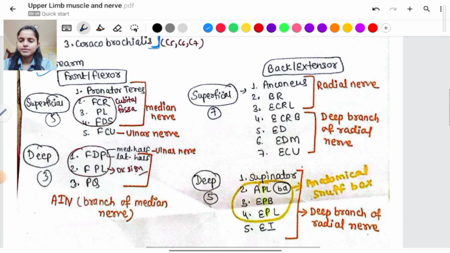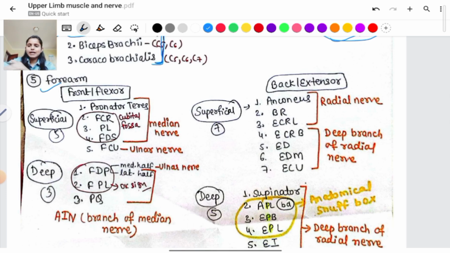In the forearm, it has the front flexor compartment and the back extensor compartment. In the front, there are 5 superficial muscles and 3 deep muscles. The superficial muscles are pronator teres, flexor carpi radialis, palmaris longus, flexor digitorum superficialis, and flexor carpi ulnaris. Pronator teres, flexor carpi radialis, palmaris longus, and flexor digitorum superficialis are supplied by the median nerve, and flexor carpi ulnaris is supplied by the ulnar nerve. Of the 5 muscles, all 4 are supplied by the median nerve except flexor carpi ulnaris, which, as the name itself says, is supplied by the ulnar nerve.